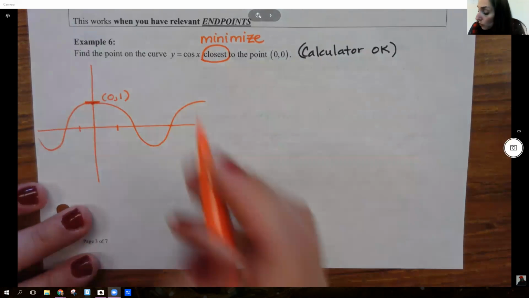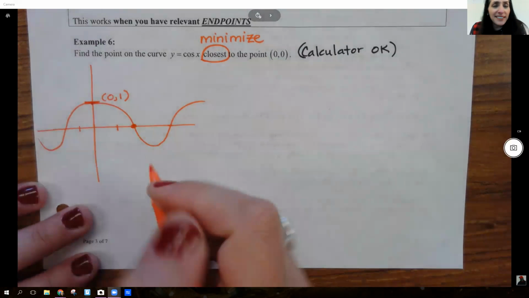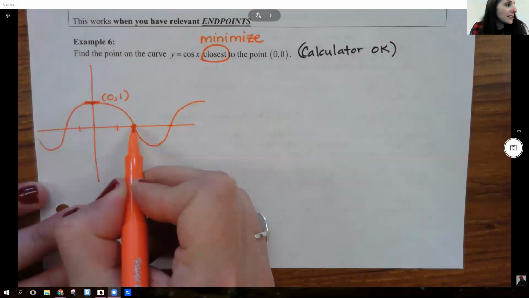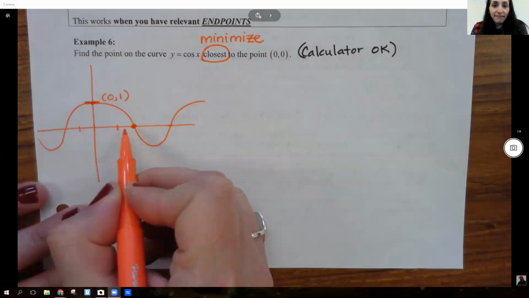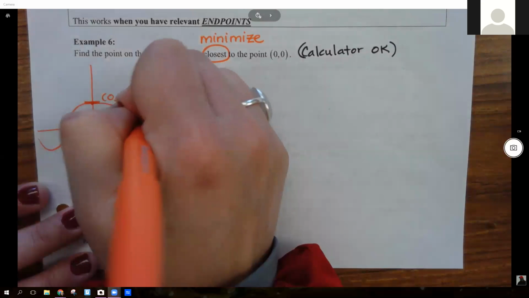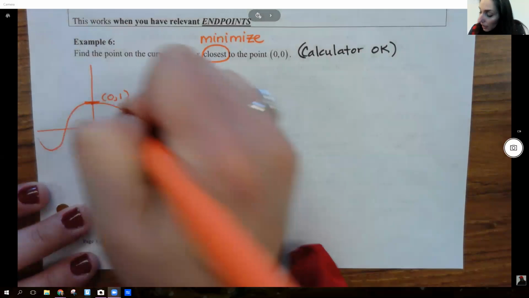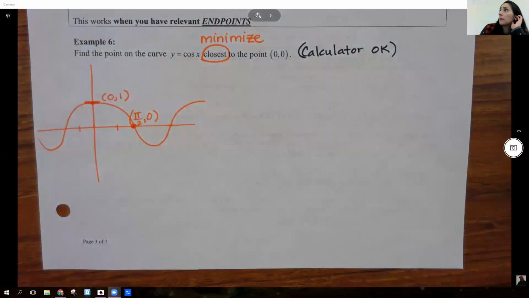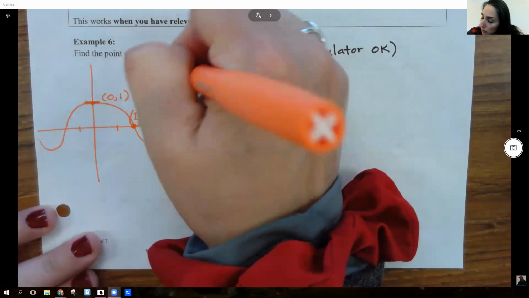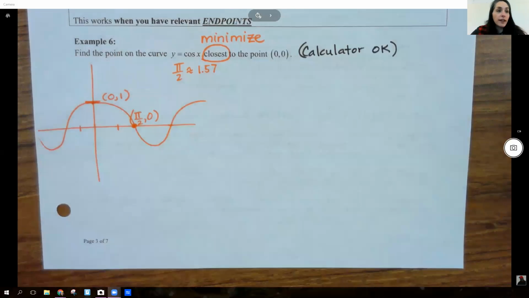And I know this spot right here is, what is this? What's the x-intercept for the cosine curve? Pi over 2. Very good. Yep, pi over 2. So pi over 2 is like 3.14 divided by 2, so 1.57-ish.